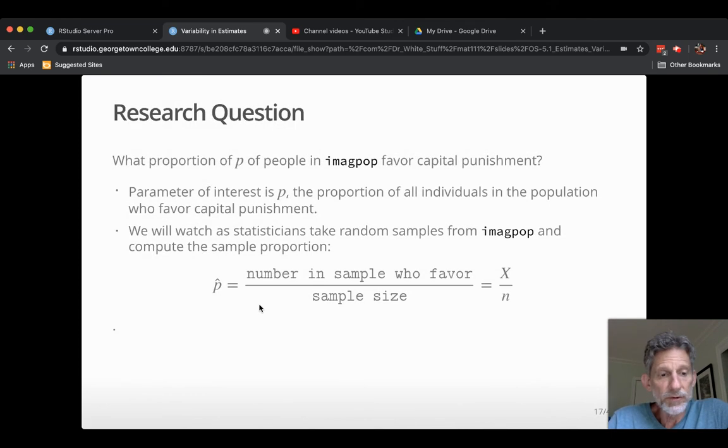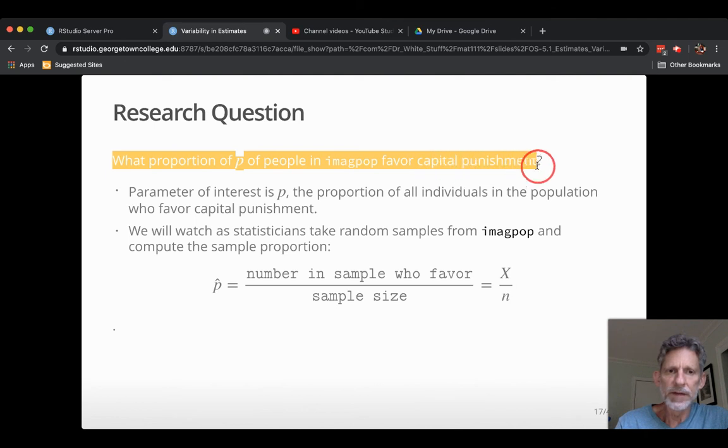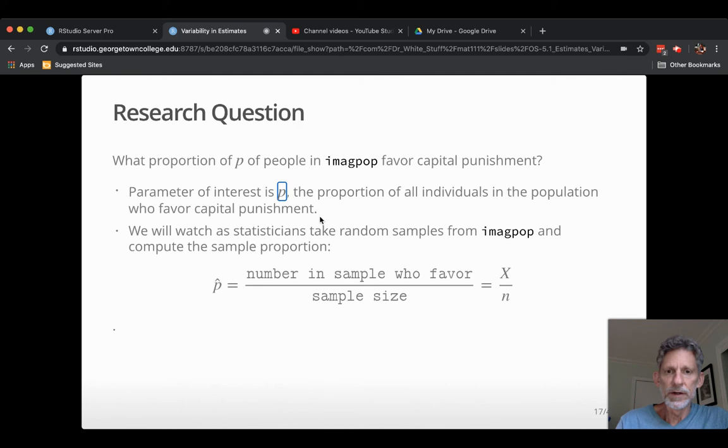Let's give ourselves a research question involving a population proportion. What proportion P of people in ImagePop favor capital punishment? So the parameter of interest here is P, the proportion of all individuals in that population who favor capital punishment. And it's something that we're going to be able to know because we have that whole population in front of us. But we're going to imagine statisticians who are not able to have the whole population in front of them, and all they can do is take random samples from that population.